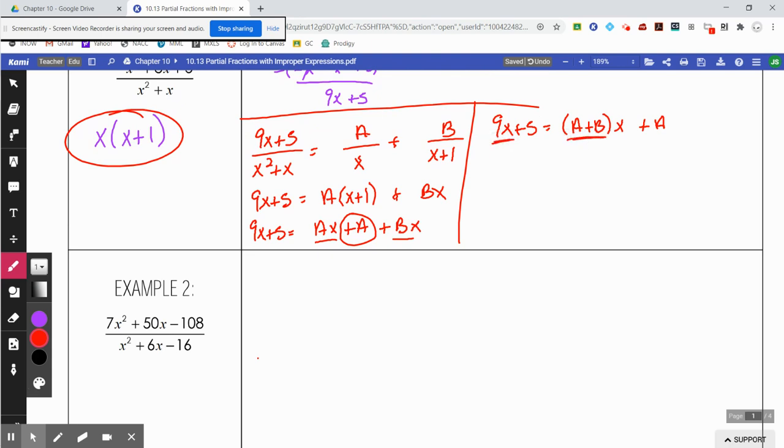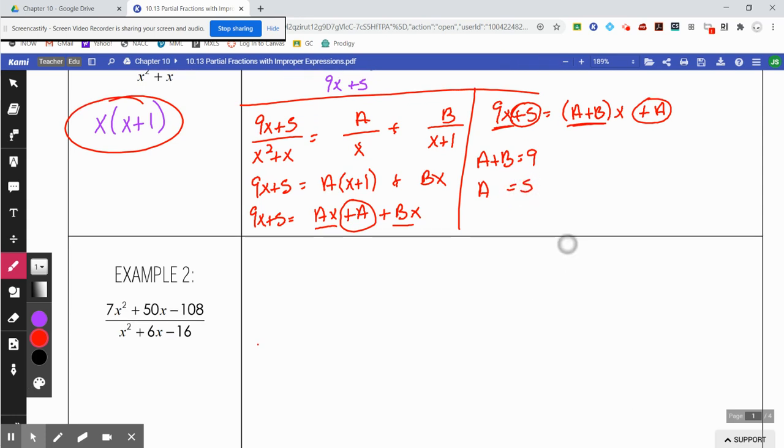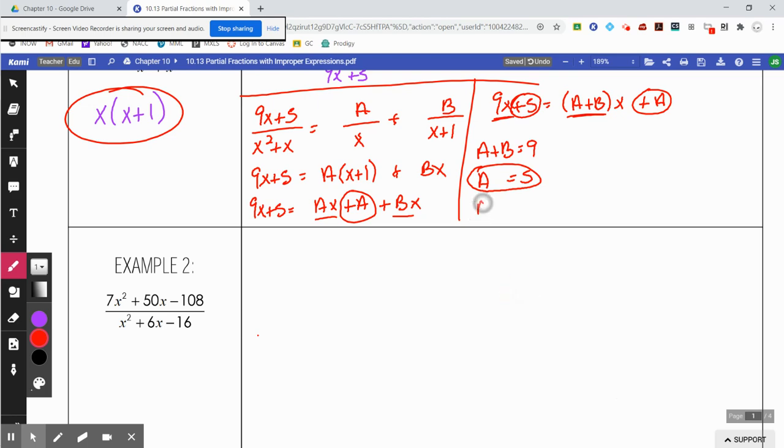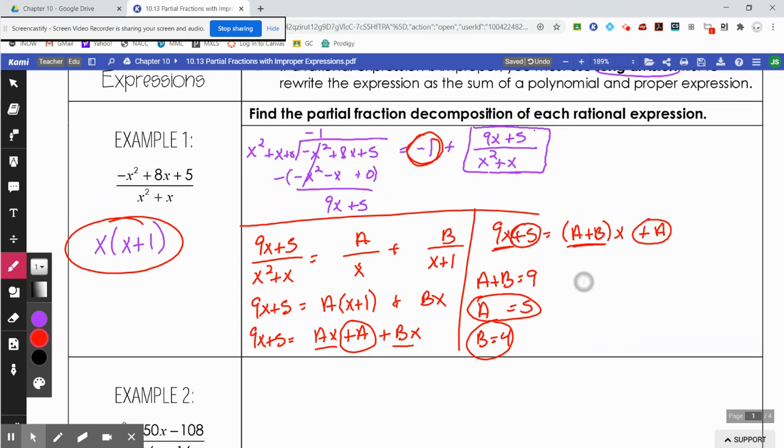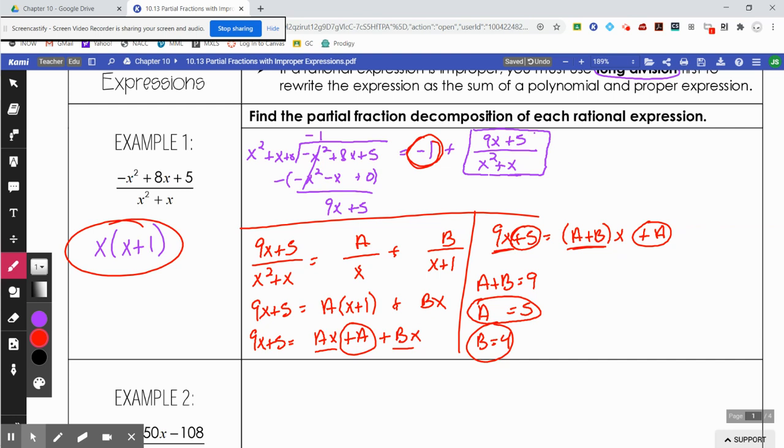Now pair them. Pair your x stuff together, and that tells me that A plus B has to equal 9, and this works out great. Our A value is our only constant. That tells me that A has to equal 5. So therefore, that's half of my answer. Plug that back in, and you find out that B is equal to 4. So therefore, go back up here, and where you have an A, we're going to put a 5. Where you have a B, we're going to put a 4. So therefore, my partial fraction decomposition is negative 1 plus this decomposes into 5 over x plus 4 over x plus 1. And that's your final answer.